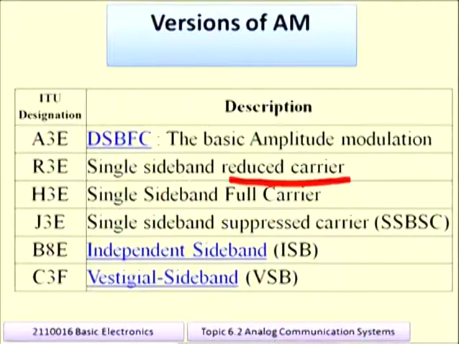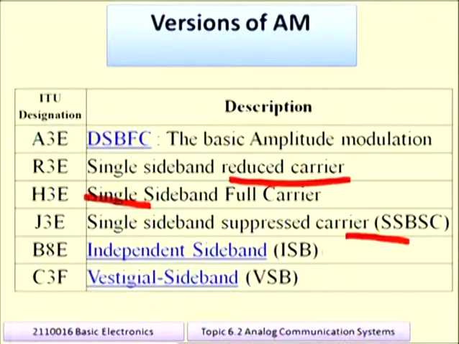Single sideband with full carrier. Again, the difference between reduced carrier and full carrier is that if you are using a reduced carrier, then your receiver complexity will be slightly more. But if you are using full carrier, receiver complexity will be less. In single sideband suppressed carrier, where we are totally removing the carrier, we are getting the highest power saving, but in that case receiver complexity is highest.